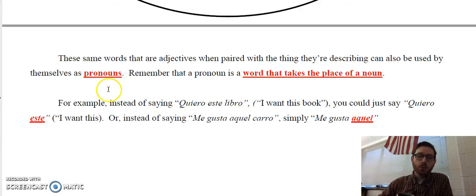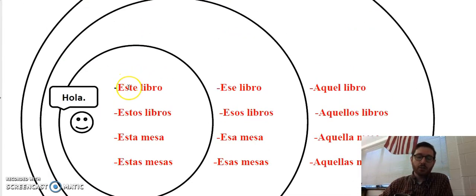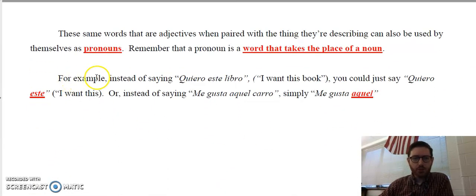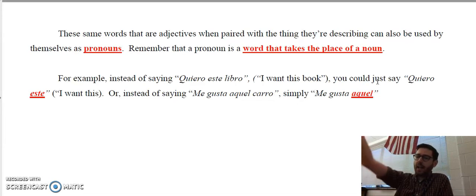And so for example, if you say yo tengo este libro, I have this book, but when you know that I'm talking about a book, you could just say yo tengo este, I have this one, I have this book. And you would not need to include the noun book itself. So for example, instead of saying quiero este libro, I want this book, you could just say quiero este, I want this thing. Or instead of saying me gusta aquel carro, I like that car way over there, you could just say me gusta aquel, I like that one, that car over there, if you already know what we're talking about.